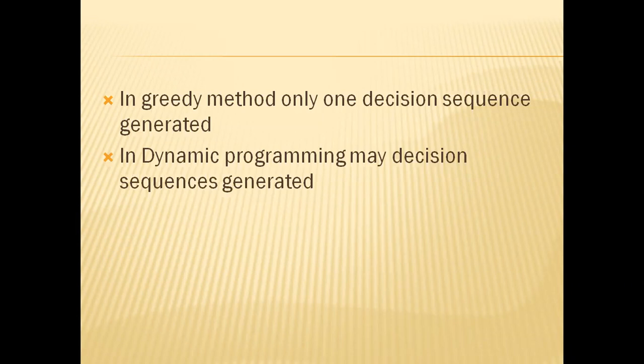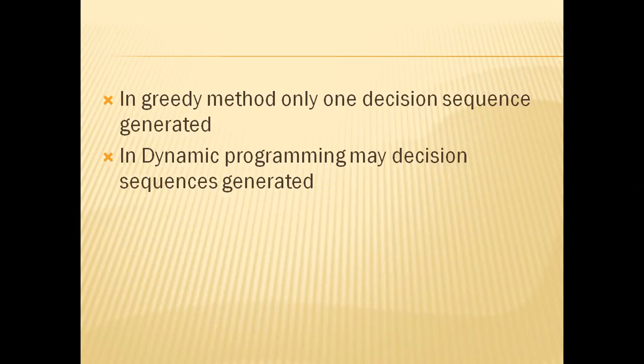But in dynamic programming, multiple decision sequences are generated. Among the multiple decision sequences, you find the optimal solution based on the problem. Sometimes you are finding the shortest path, and sometimes you are finding the longest path, based on the problem.